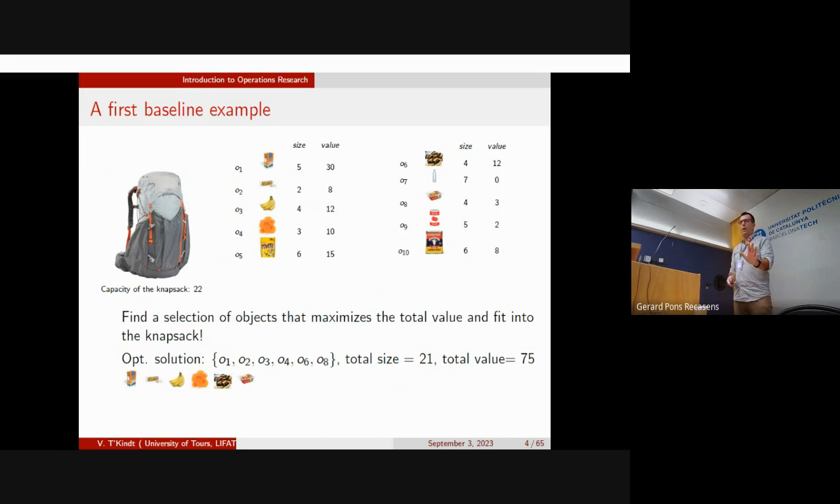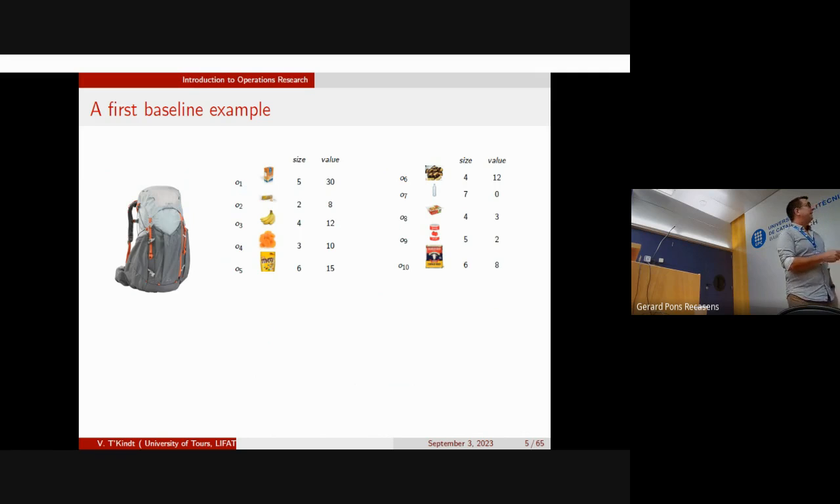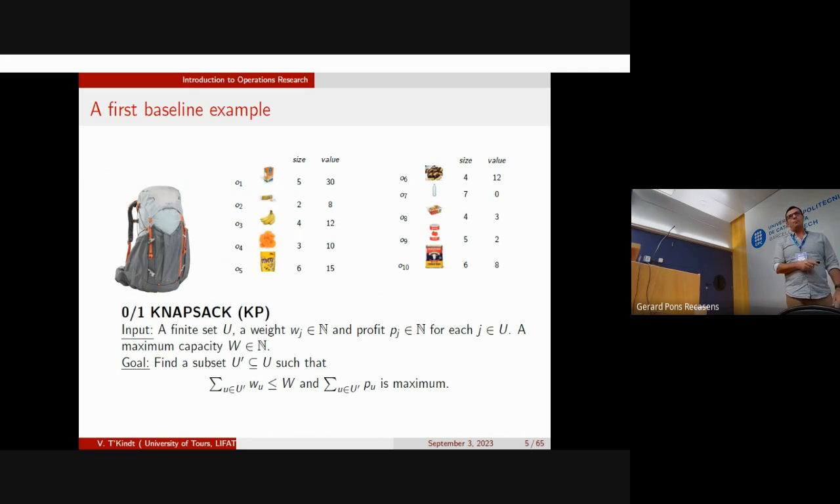So that's a very basic example, very simple to understand. That problem is a fundamental problem in operations research. It is called the 0-1 knapsack problem, okay? Or knapsack, or KP for short.